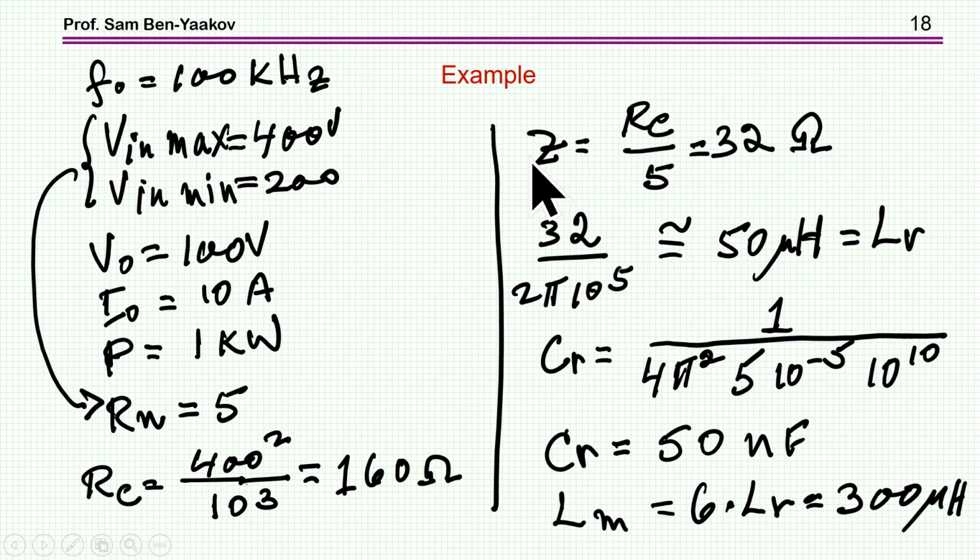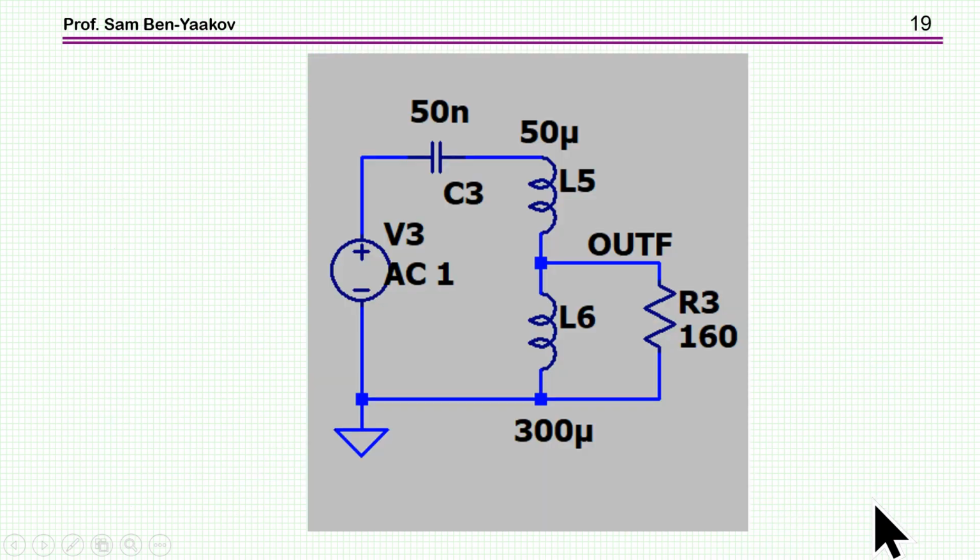From here, dividing the Z by omega 0, I get L sub R. And knowing the resonant frequency, I can get C sub R. And since I've decided about M, I'm getting L sub M. So that's it. That's the whole thing. I don't need anything more than that. Let's see how good it is.